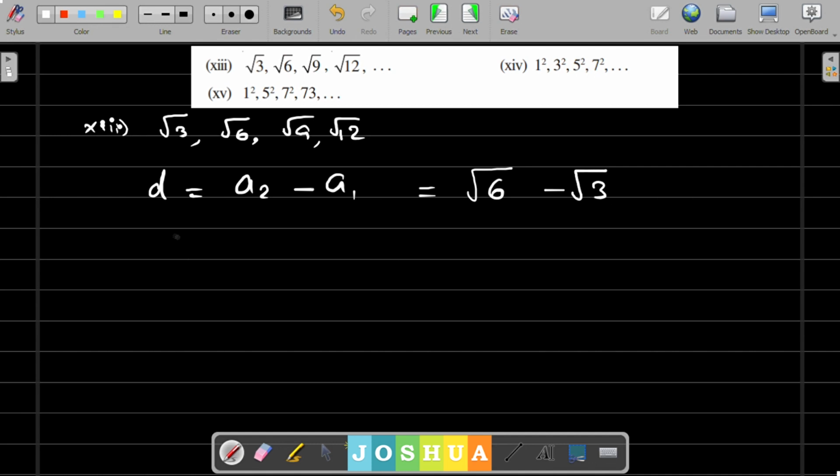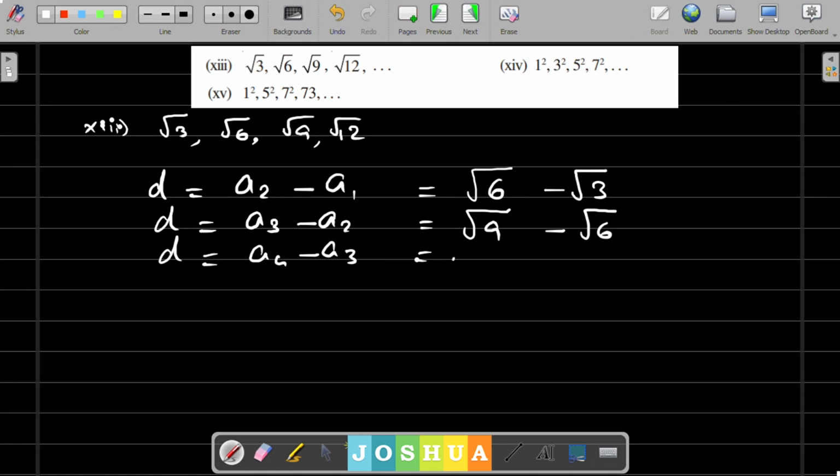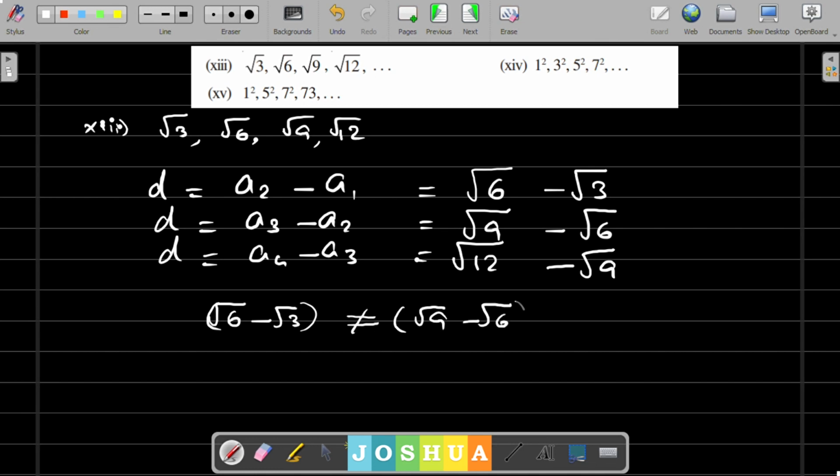Okay, keep as it is. Now next one, a3 minus a2, that is square root of 9 minus square root of 6. Again it's not equal. Now the third one here, this is a4 minus a3. What is the a4 value? Square root of 12, and a3 is square root of 9. So it clearly says square root of 6 minus square root of 3 is not equal to square root of 9 minus square root of 6.